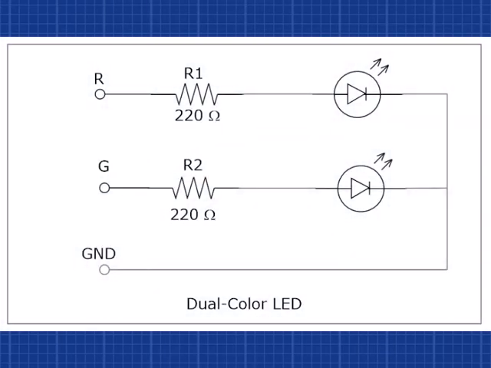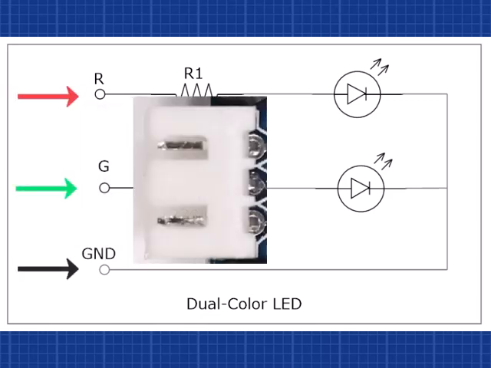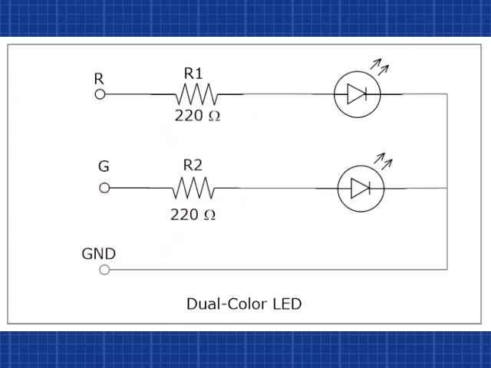This schematic shows us the components and wiring of the dual color LED board. The board integrates two LEDs, one red and one green, under the same cover, along with 220 ohm current limiting resistors to protect the LEDs from excessive current. Additionally, a 3-pin JST connector simplifies the process of connecting the board to other components.